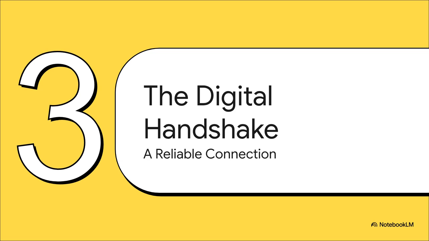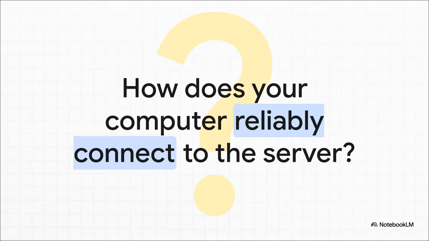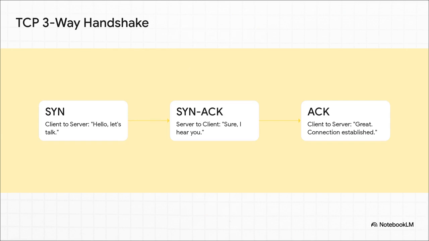This is absolutely critical for a reliable connection. So how do they do this? How do they make absolutely sure that no data gets lost or shows up in the wrong order? Well, the answer is in layer 4, the transport layer, and a super important protocol called TCP, which stands for Transmission Control Protocol. It all happens with something called the TCP three-way handshake.